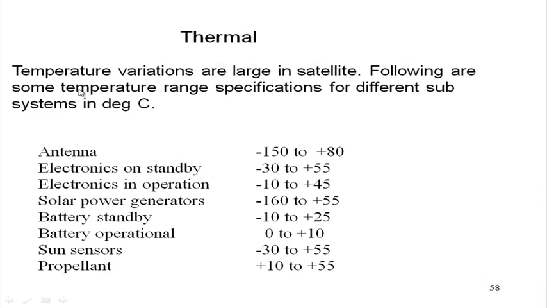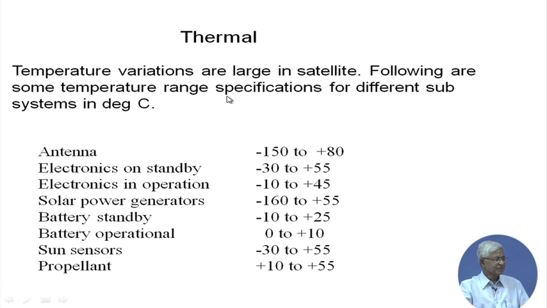The temperature variations are large in a satellite, because the face of the satellite which is facing the sun sees a large temperature, whereas the other side, which is facing the cold sky, is at a very low temperature. So, there is a large temperature gradient, and I have listed some typical numbers here for different subsystems which face this type of variation. Your satellite is also slightly tilting all around Earth.